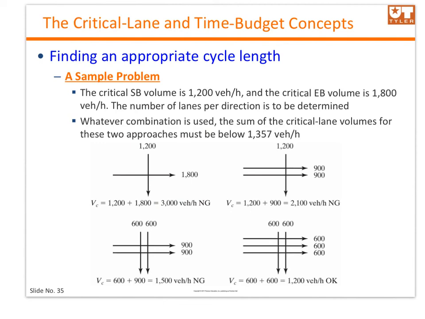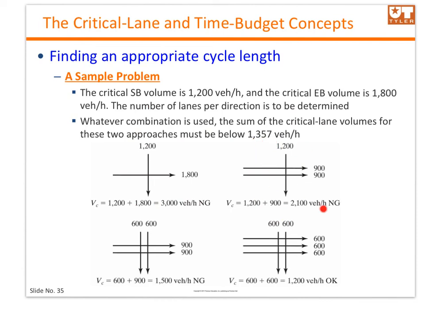How about if I have two lanes in the east-west bound and only one lane in the north-south bound? That means I'm going to have 1200 vehicles, because I'm having only one lane, which is the only critical lane in this bound, and I'm going to pick one out of the two to be the critical lane. So 1200 plus 900 gives us a total V over C of 2100 vehicles per hour. This is also still higher than the maximum volume that we can handle, which is 1357.